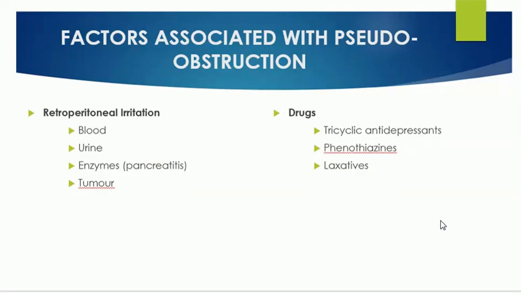Similarly, retroperitoneal irritation, and how this occurs. This irritation can occur with blood, extravasation of urine in the retroperitoneum, enzyme pancreatitis leading to retroperitoneal irritation, because the pancreas is a retroperitoneal structure, and tumors in the retroperitoneum. They can be associated with pseudo-obstruction. Then a number of drugs like tricyclic antidepressants, phenothiazines, and laxatives are associated with pseudo-obstruction. So these are factors that can be seen in cases of pseudo-obstruction, whether these are present or not.